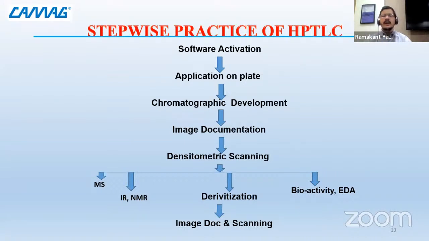So as per your R&D, you can select a suitable stationary phase, that is a planar plate, TLC or HPTLC plate, in the HPTLC system. After taking a suitable stationary phase, you need to apply the samples and standards onto the plate in the form of liquid. So sample application is the next step.